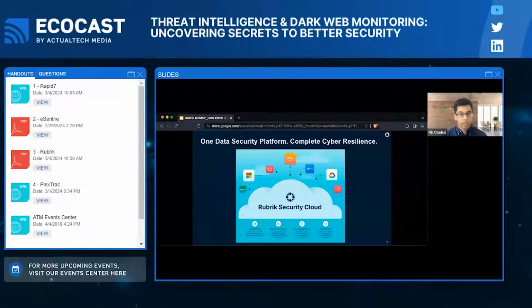So today we focused on data threat analytics, and this is part of a larger data security platform that we offer that includes data protection, data security posture, and cyber recovery as well. With all of these components, you can keep your data safe and make it easy to recover from cyber incidents.